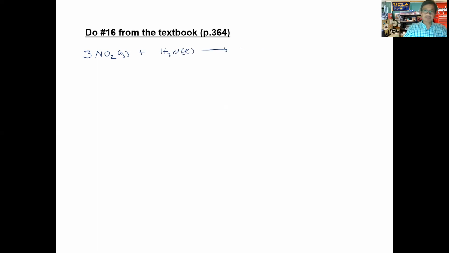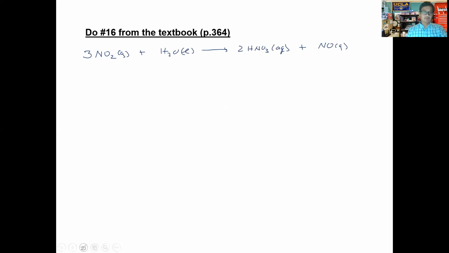It'll produce for us nitric acid, HNO3, 2 moles of nitric acid, and nitrogen monoxide, 1 mole of nitrogen monoxide gas. All right, so that will balance out the equation for us. Okay, and so let's go ahead and do the conversion. This is the conversion that they're asking us to do here.